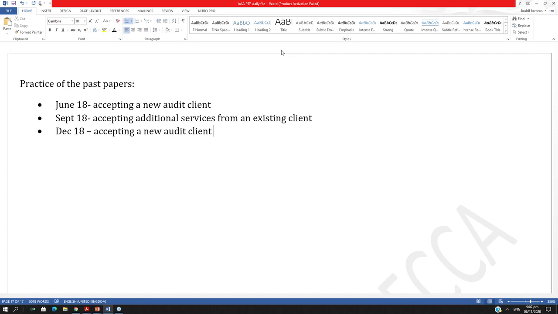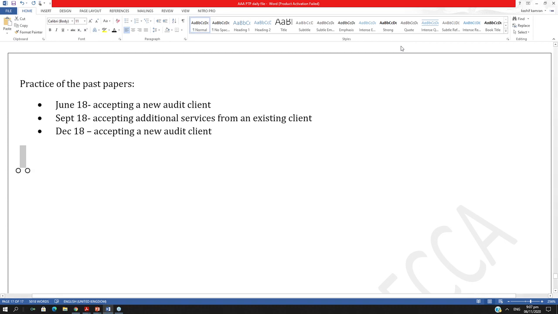And you have to do the March 20 yourself. When you read the March 20 paper, you will decide whether it is accepting a new audit client or accepting a service from an existing client. But I am going over 3 questions. One is on accepting service from an existing client, and 2 are accepting a new audit client. Is that clear to all of you? Okay, let's start the journey.